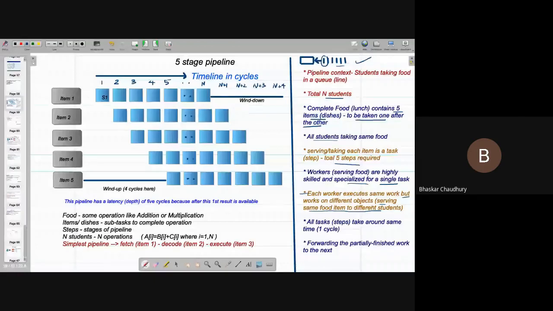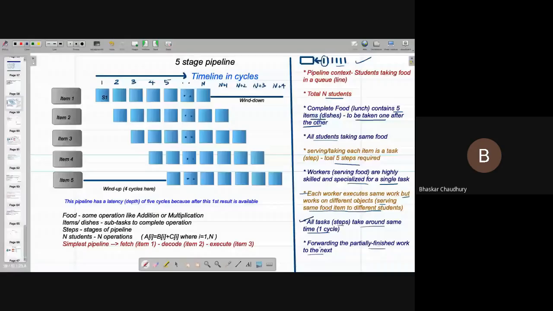Now, it has been tuned in such a way that all tasks or all steps take around the same time, one cycle. So a student taking a particular dish from a particular skilled worker just takes one cycle. What is basically happening is forwarding the partially finished work to the next. Each worker forwards a half finished or partially finished work to the next worker. That's the context of pipeline. We'll gradually translate this idea to computer architecture.